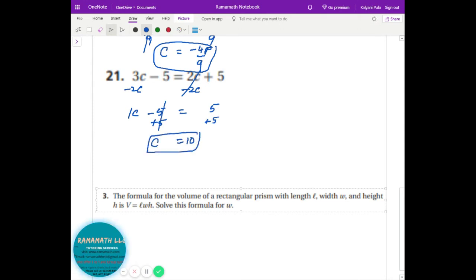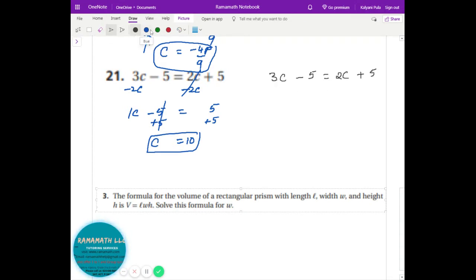Guys, once you get familiar with these questions, I want you to try to skip the steps. What does that mean? Watch this carefully, because when you're taking this type of question on the SAT, they don't want you writing a lot of steps. They want you to get the answer.